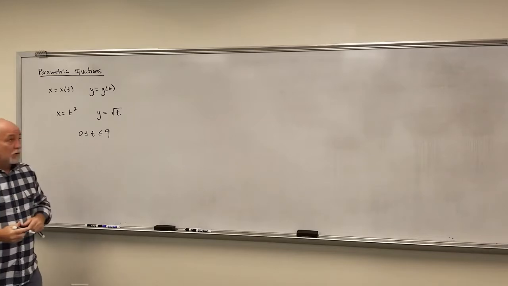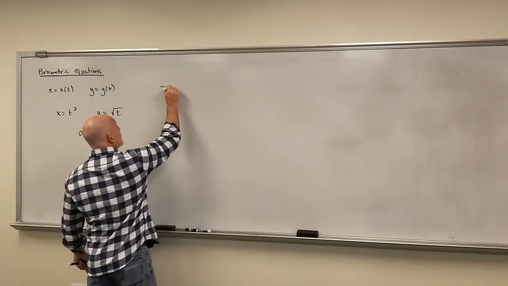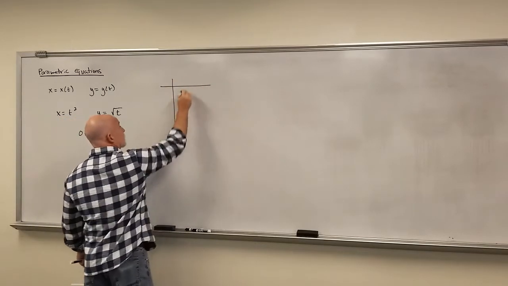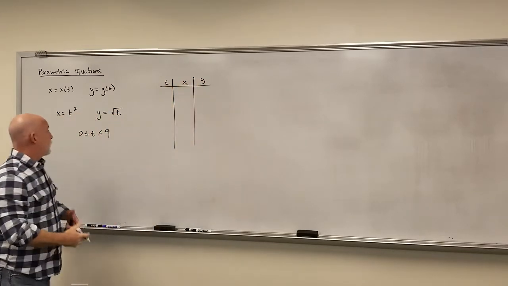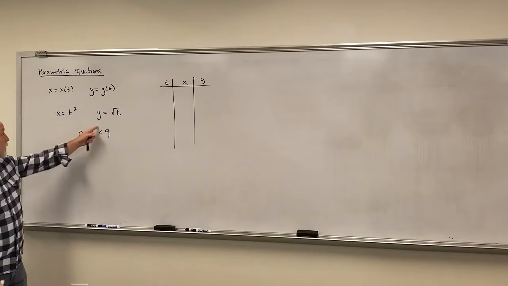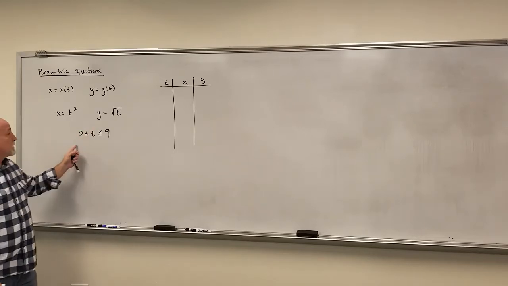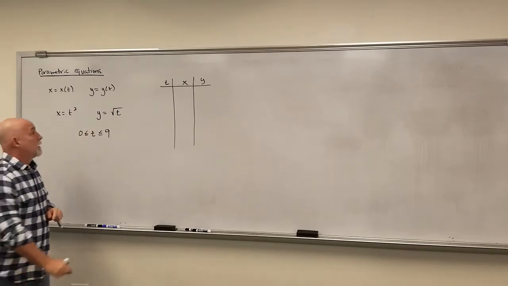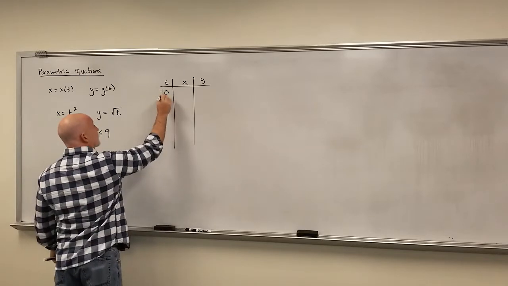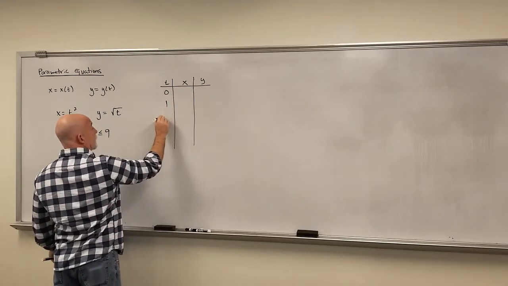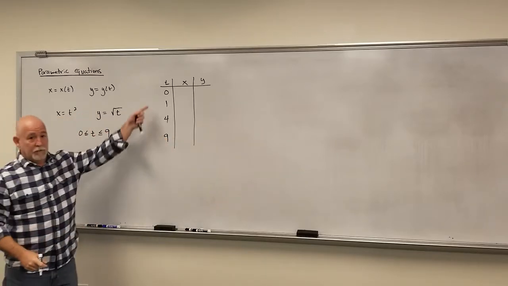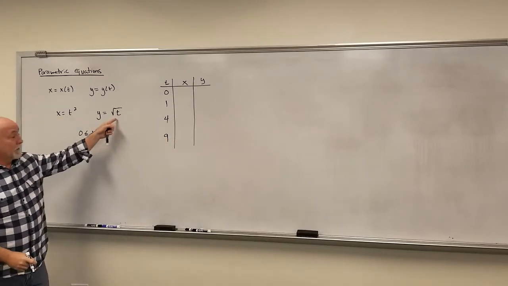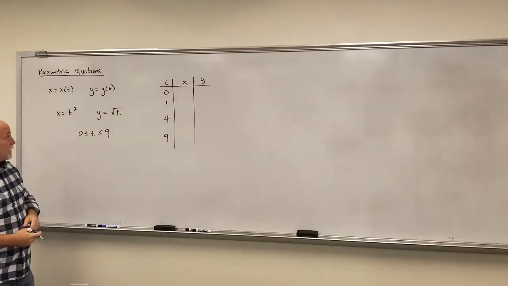Now to sketch a curve like this, what you actually have to do is make yourself a table of values. This table of values actually has three columns because we have three different letters here: x's, y's, and t's. So if t goes from 0 to 9, just put in some values for t. I'm going to go 0, 1, how about 4, and 9. You can see why I picked these: I have to take the square root of them, so I want them to be fairly decent numbers.